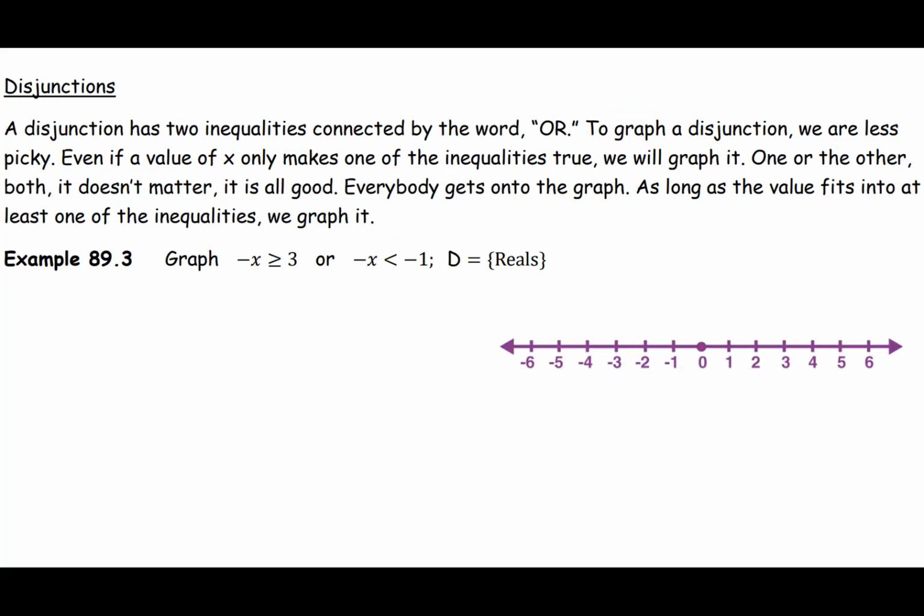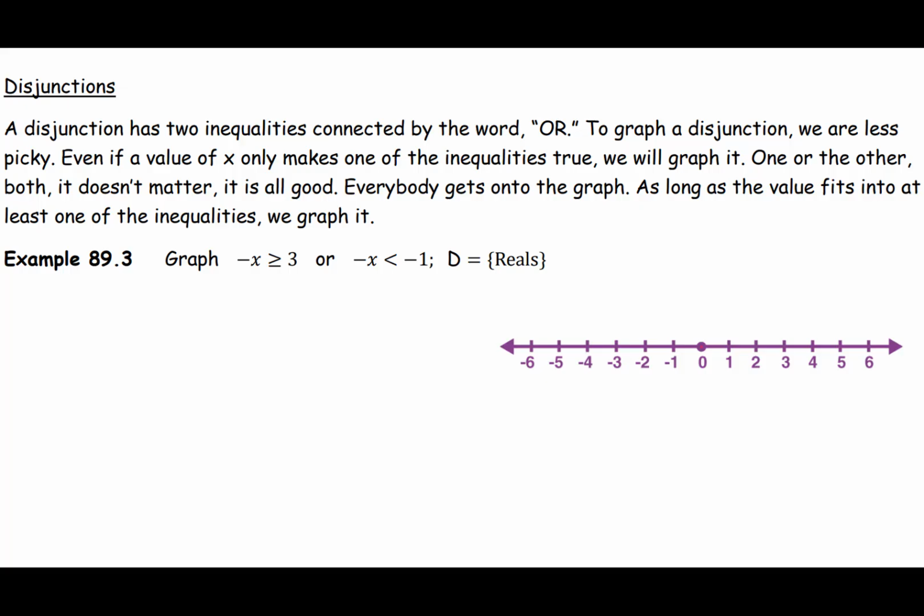All right, now we're going to talk about disjunctions. A disjunction has 2 inequalities connected by the word or. To graph a disjunction, we're less picky. If a value of x only makes one of the inequalities true, we graph it. One or the other, both, it doesn't matter. It's all good. Everybody gets onto the graph. As long as the value fits into at least one of the inequalities, we graph it.